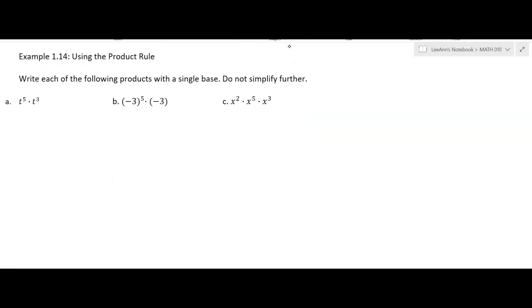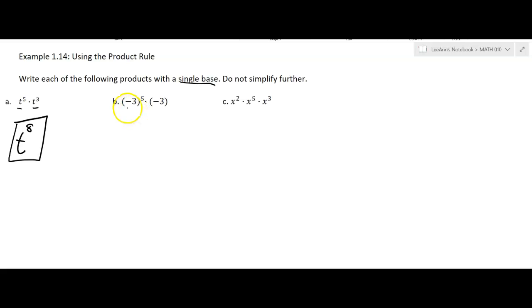Write each of the following products with a single base. Do not simplify further. So here you have t to the 5th, t cubed. The bases are the same, so you're going to add 5 and 3 and get t to the 8th. Ta-da!